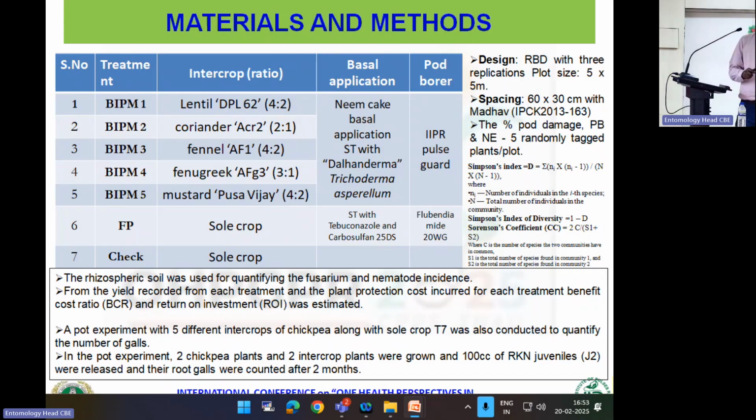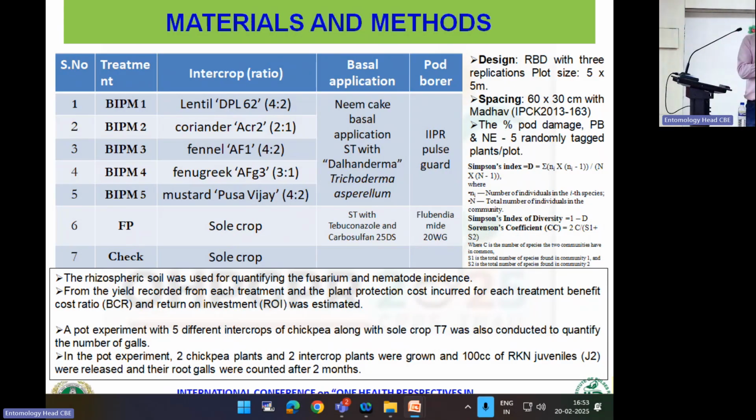In the basal application, we applied neem cake in all the 5 biointensive IPM modules, and we followed a seed treatment of Trichoderma asperellum, our own IIPR product, at the rate of 10 gram per kg of seeds. After the ETL was crossed, in case of pod borer, we sprayed a Bt liquid formulation known as IIPR Pulse Guard. In the farmer's practice, a sole crop was taken, with seed treatment of tebuconazole and carbosulfan, and for pod borer we used flubendiamide.